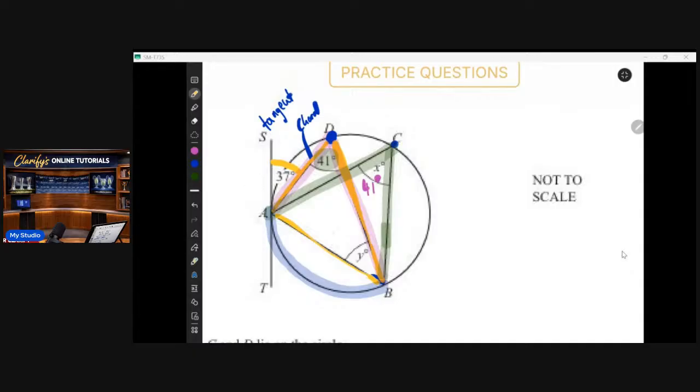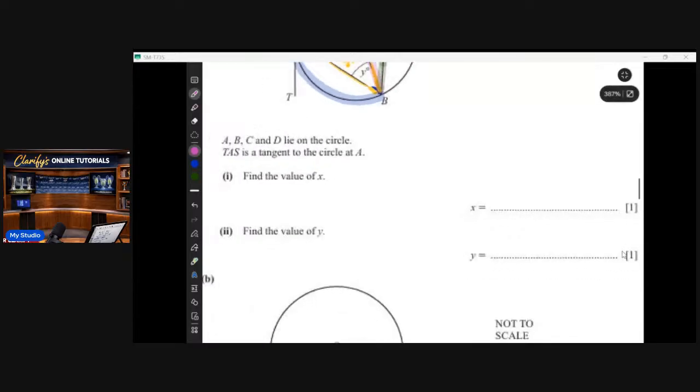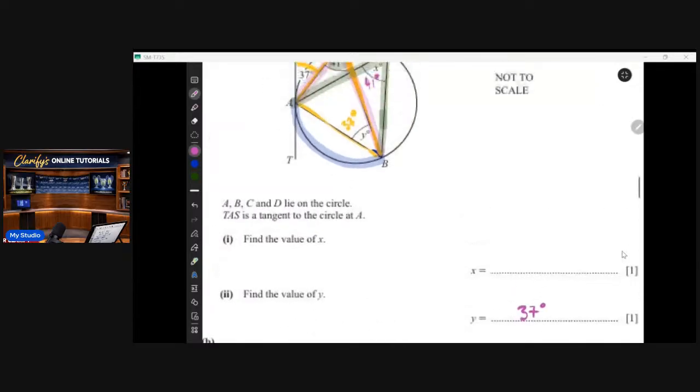Okay, because it's the angle made by the chord. So this is 37 degrees, without even reading any questions. Lucky for us, we have found both answers. Sometimes you would have just found part of the working. So we already now know that this is 37 degrees. We have seen it here, and we know that x is 41 degrees.